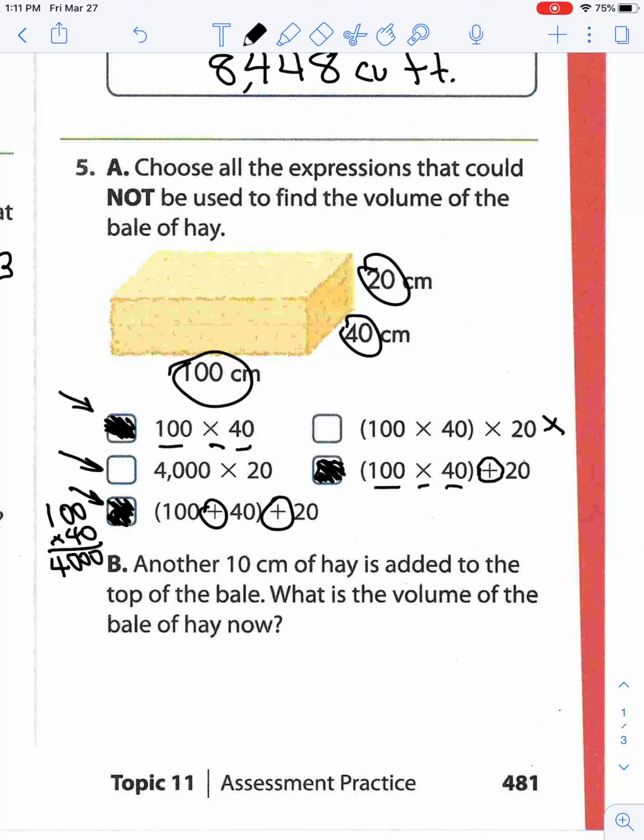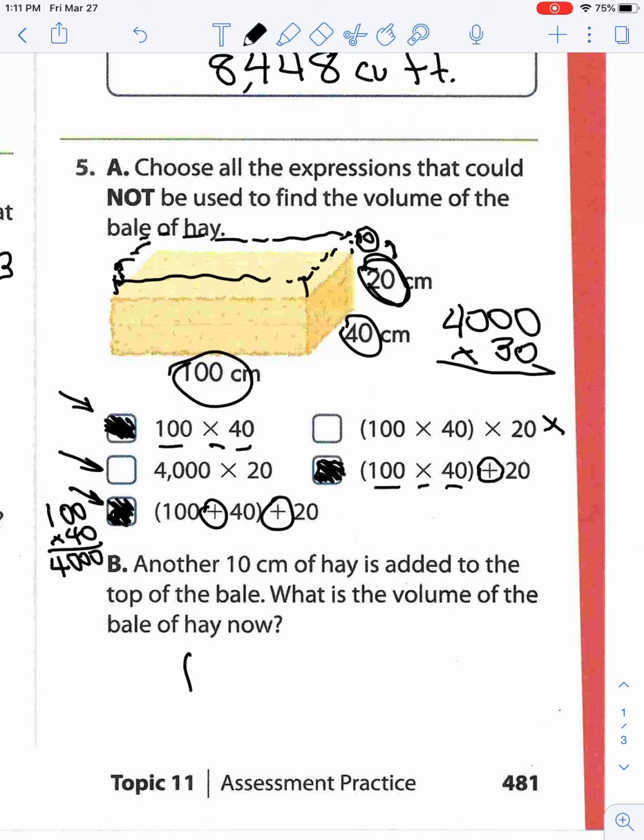Part B says another 10 centimeters of hay is added to the top of the bale. What is the volume of the bale of hay now? So they're basically adding another layer on top of this, right? And it's 10 more. So our problem is going to be our base, which is 4,000, and we're going to multiply it not by 20, not by 10, but the addition of those, 30.